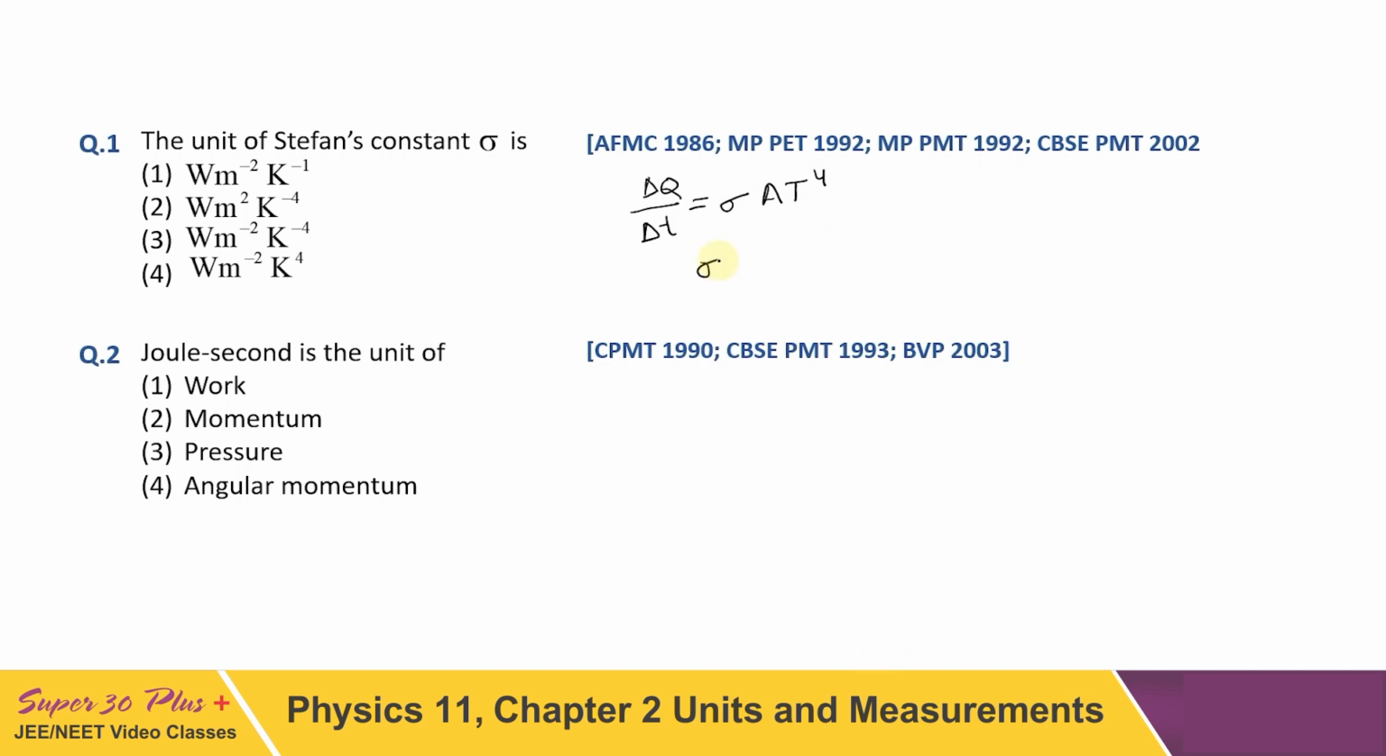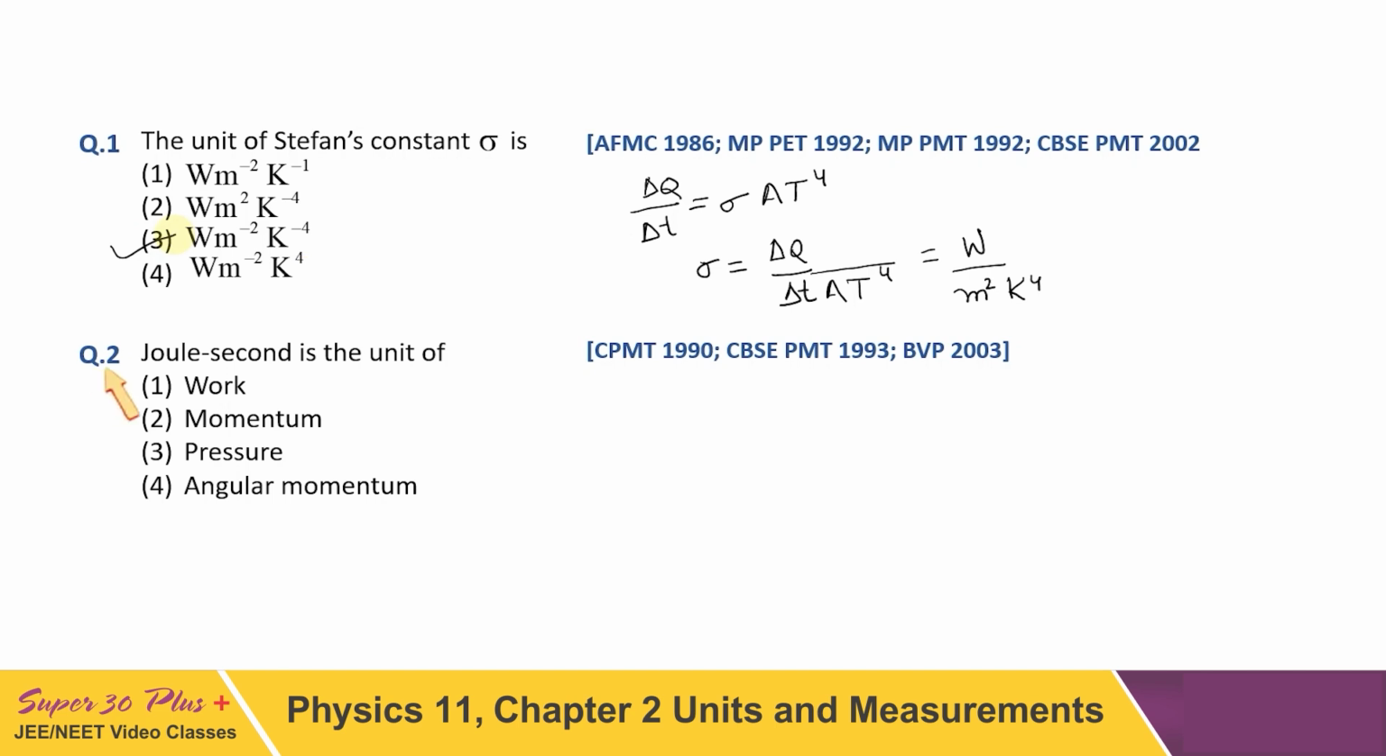So sigma can be written as delta Q upon delta T, which is power, the rate of flow of energy, upon area times T to the power 4 in the denominator. This is a power term. Power is energy upon time, so let us write the unit: energy upon time, that is watt, upon area, which is meter square, Kelvin to the power 4. Now you can check your options. Which option is this? Watt per meter square, Kelvin to the power minus 4. This is option number 3, so option number 3 is correct. Move to the next question.